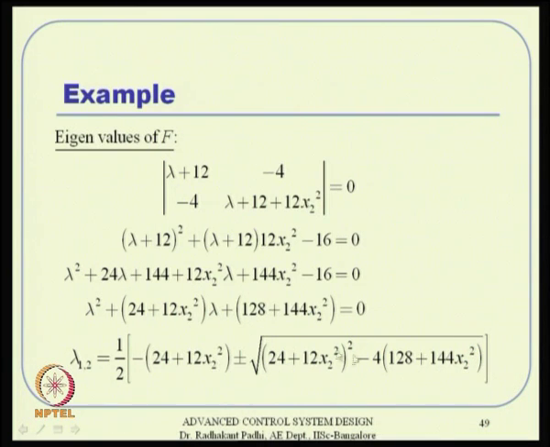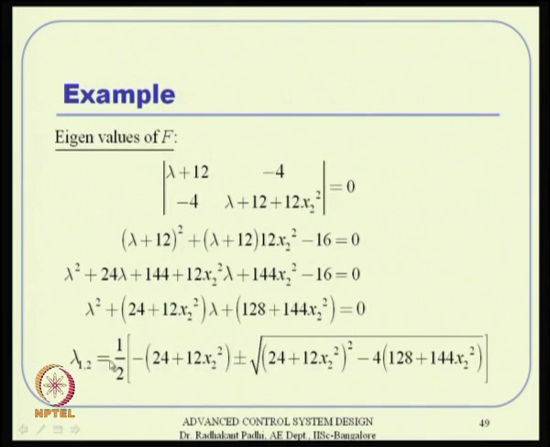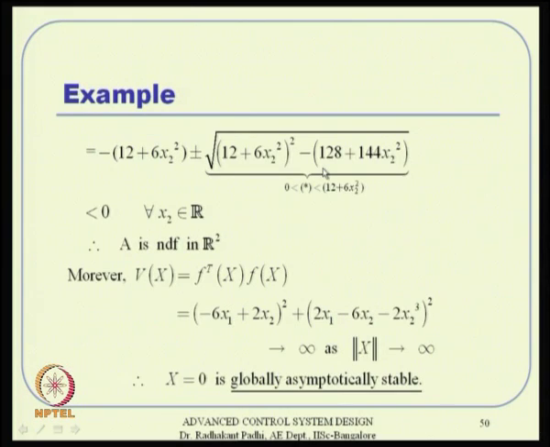So, these are functions of x 2. You analyze this expression. Now, you try to simplify, you cancel out, and do whatever simplification is possible here.